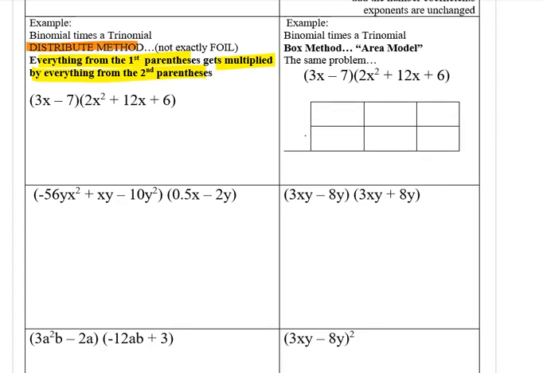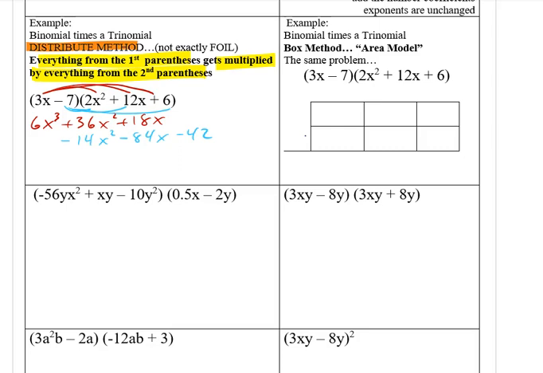So we'll start with the 3x first. 3x will go to these three terms. And first we'll get 6x to the third plus 36x squared plus 18x. And then I'm going to take this bottom one, negative 7, and multiply it to these three. So I would get a negative 14x squared, minus 84x, minus 42.